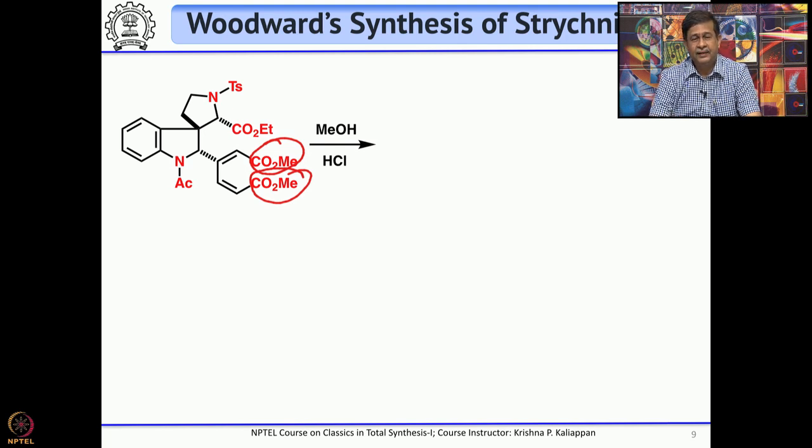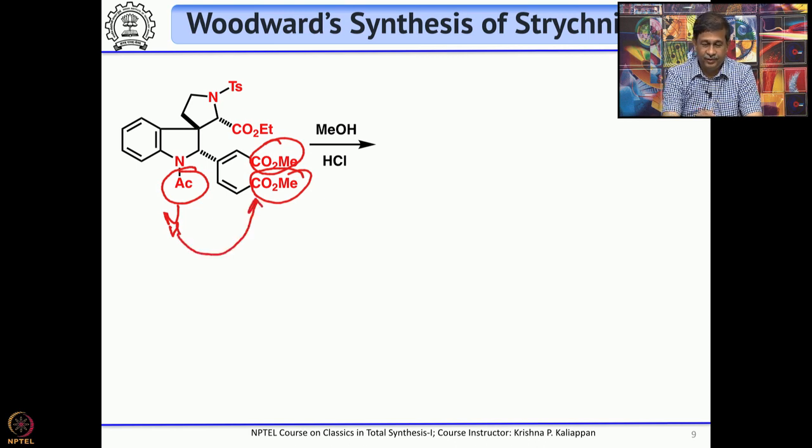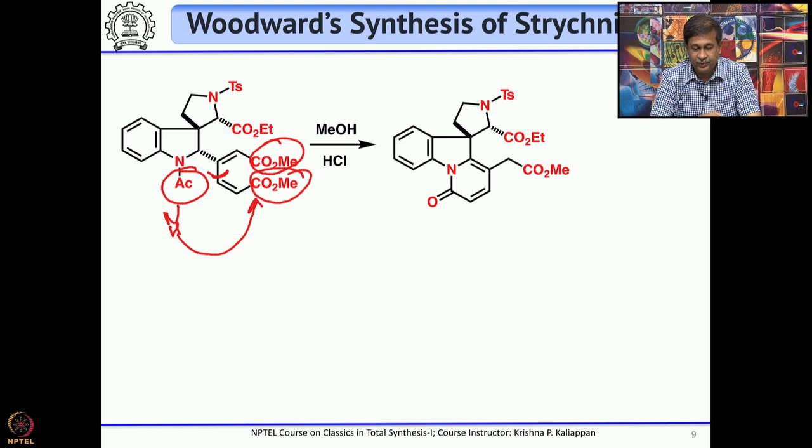Then you treat with HCl methanol. First it removes the acetate. Then what will happen? You have that NH, isn't it? This NH will attack this ester, because if you rotate this CC bond, it will come here. So what will happen? You get the corresponding lactam. That is one thing.